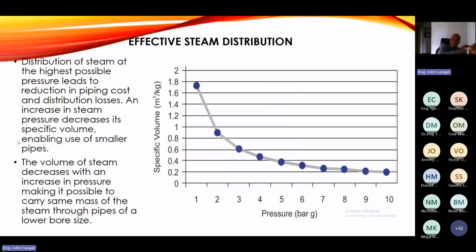You carry steam at high pressure to the nearest point, then now you can reduce it. But you cannot reduce it at the boiler house and supply, say, 50 to 60 meters away. That's not effective. So that's what I was just trying to explain.